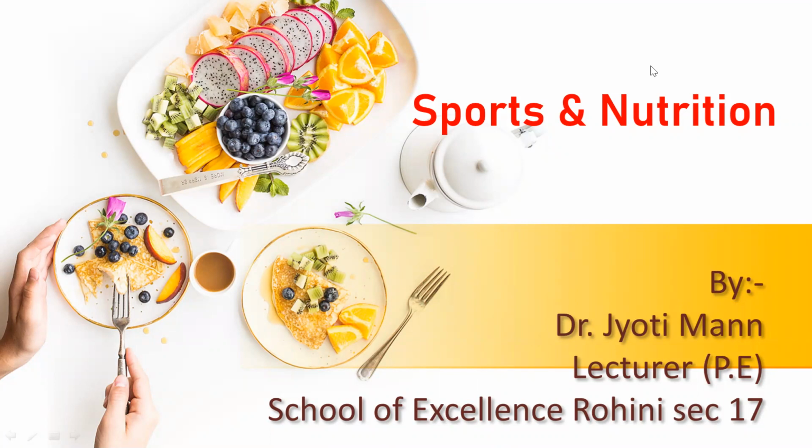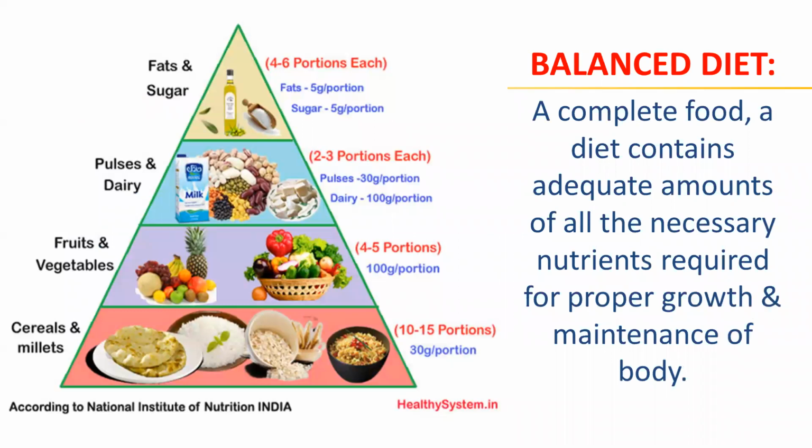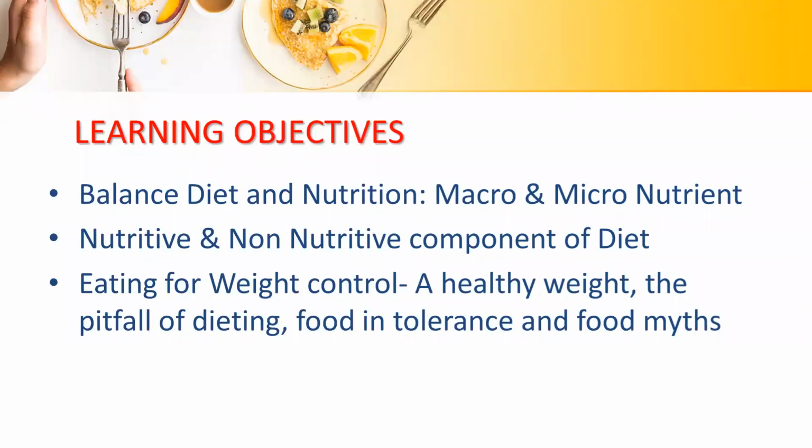I would like to teach you today sports nutrition, and we have some learning objectives here. What are the learning objectives? Learning objectives are what we have achieved at the end of this chapter. So we have three sub-indicators. These are balanced diet and nutrition first: what are macro and micronutrients? Second one is nutritive and non-nutritive component of diet. And third one is eating for weight control, a healthy weight, the pitfall of dieting, food intolerance and food myths. These are our learning objectives.